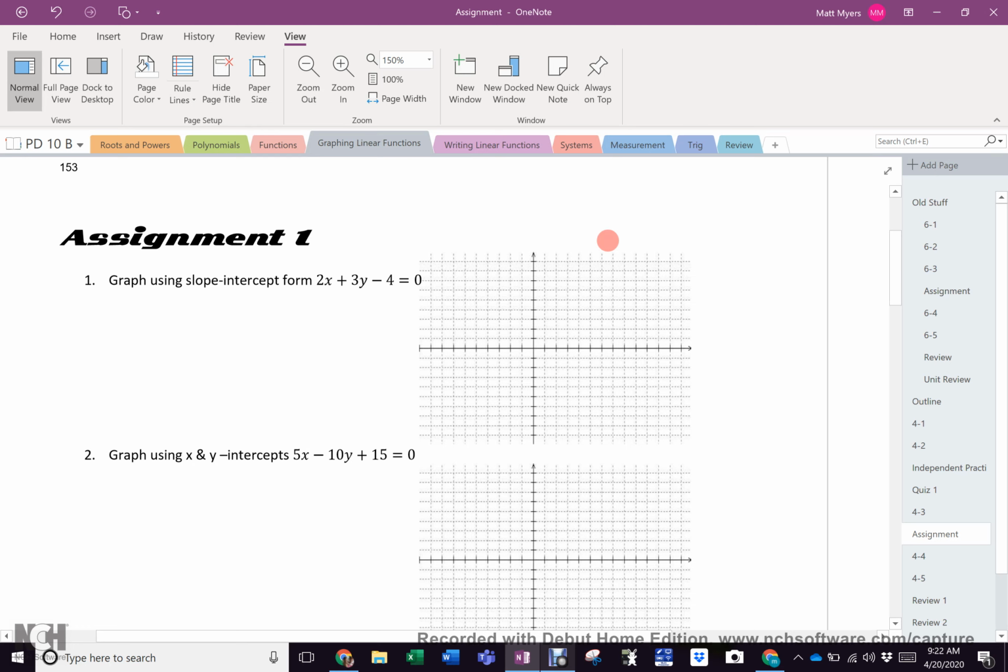Okay, ladies and gentlemen, here is the key to the assignment. Remember, each question is out of 2, except for the last one, which is out of 3.